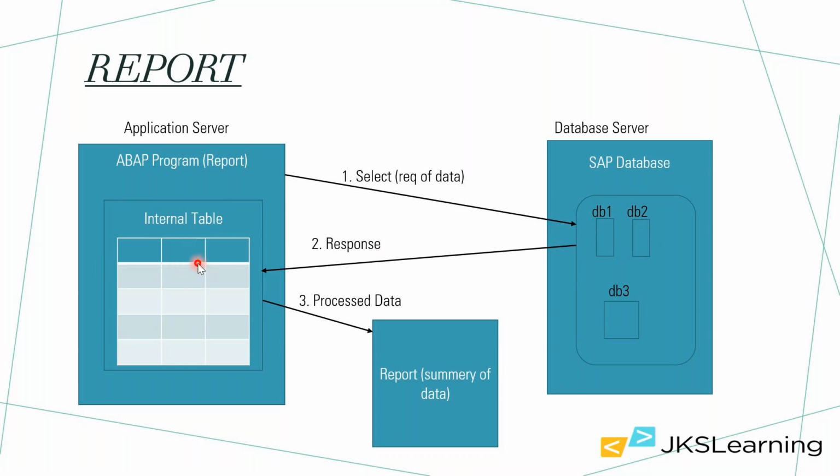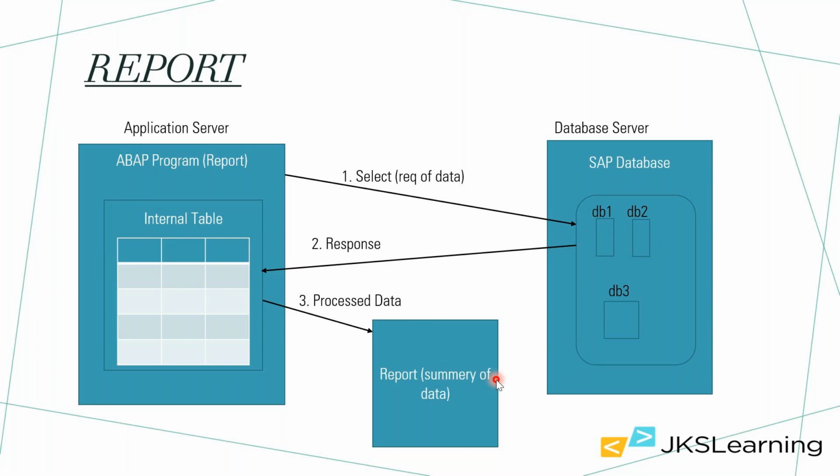In the above, we have something called an internal table. We'll not go in depth, but what is an internal table? It holds data in temporary format. We are getting the response, storing it in the internal table, processing some information, and then passing it to our display. That is, the processed data is displayed in our report format. That is nothing but a summary of data. We can see it, and this is overall called a report.